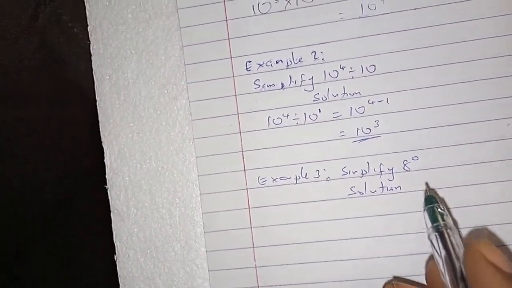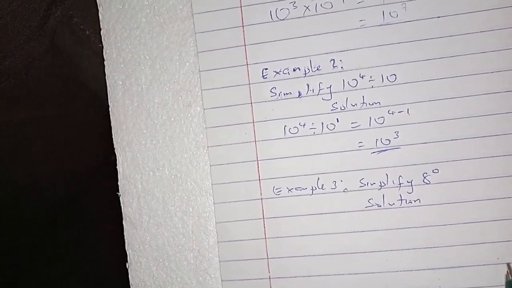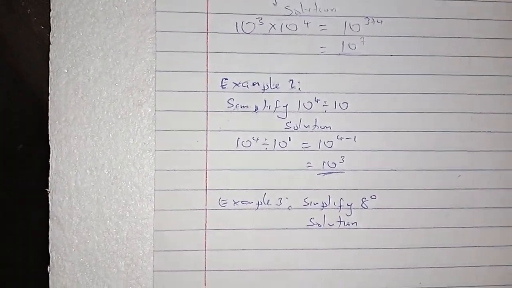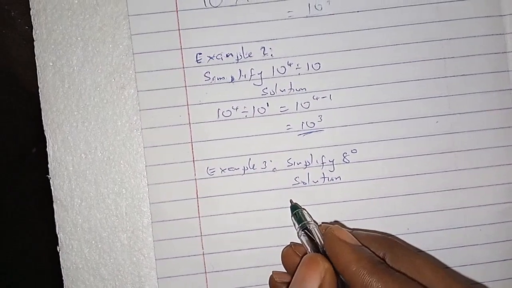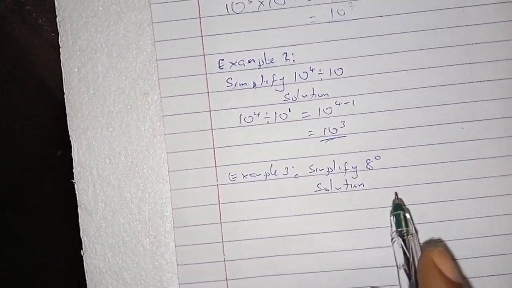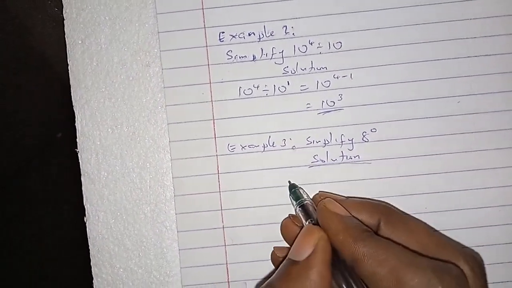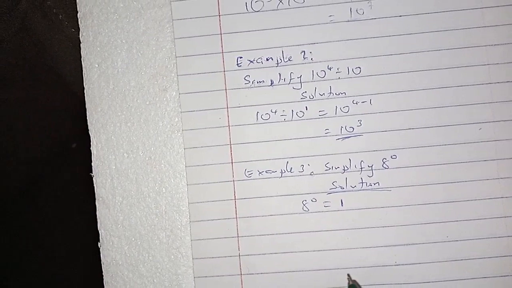Any number that is being raised to the power of 0 is always equal to 1. Be it 1000, be it 1, be it 2, be it whatever number, the answer is always equal to 1. So let's continue. 8 raised to the power of 0 is equal to 1, and this can be proved.